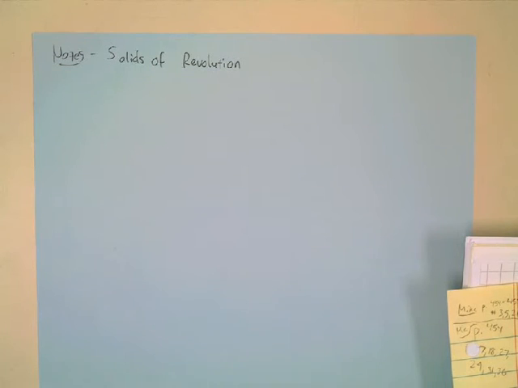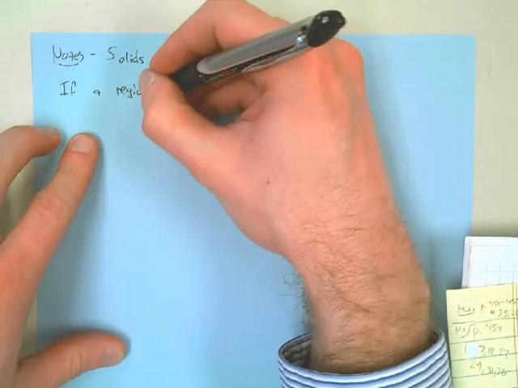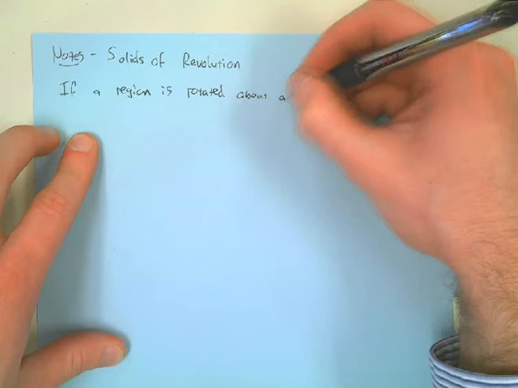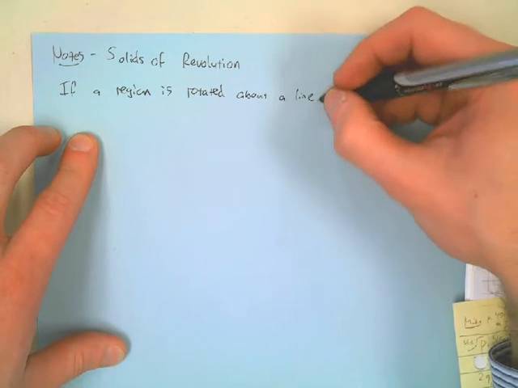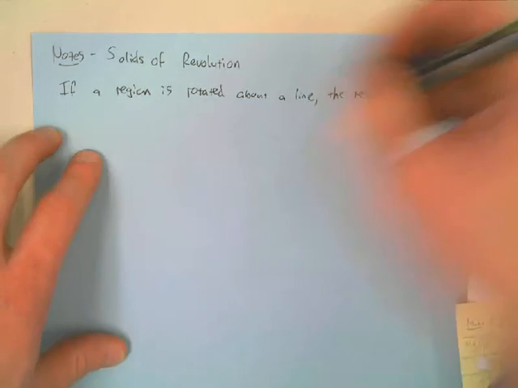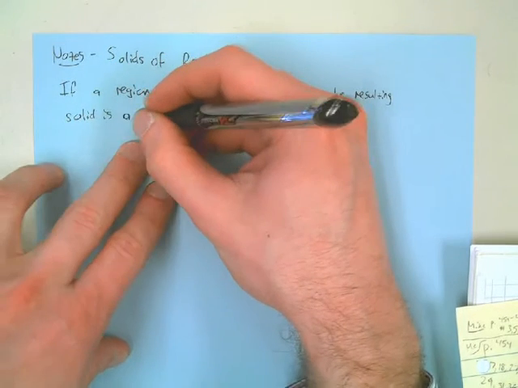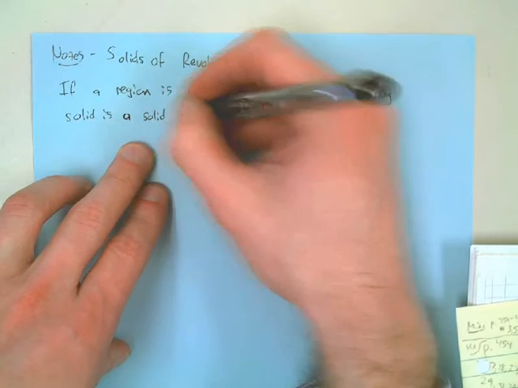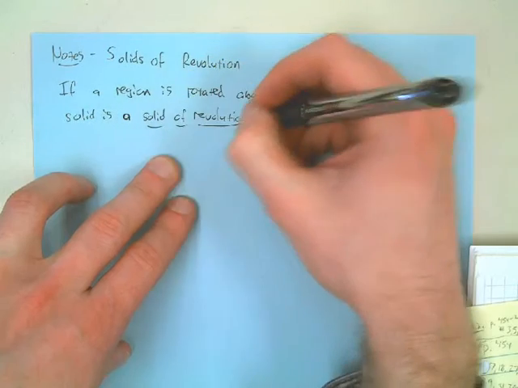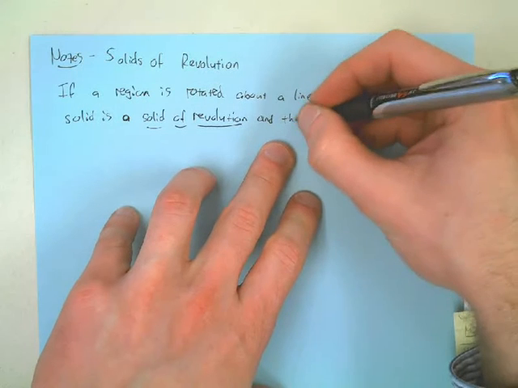So if a region is rotated about a line, the resulting solid is a solid of revolution, and the line of rotation is the axis of revolution.